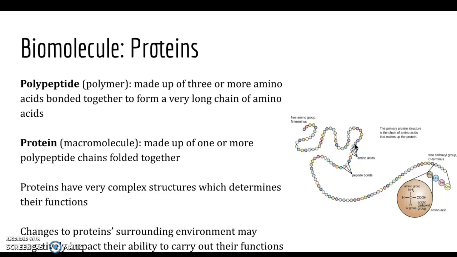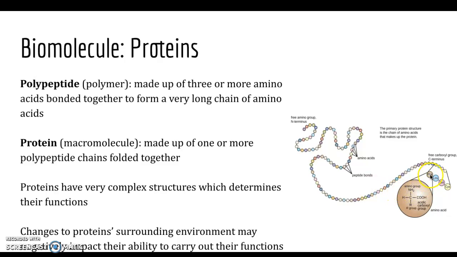The polymer of a protein is called a polypeptide, and that is made up of 3 or more amino acids bonded together. And all of these little beads on this chain right here, each bead, each color represents a different amino acid. When you bond these amino acids together, we get what's called a polypeptide. All right, and these polypeptides can then bond together and fold together into these 3-dimensional shapes and form a protein.